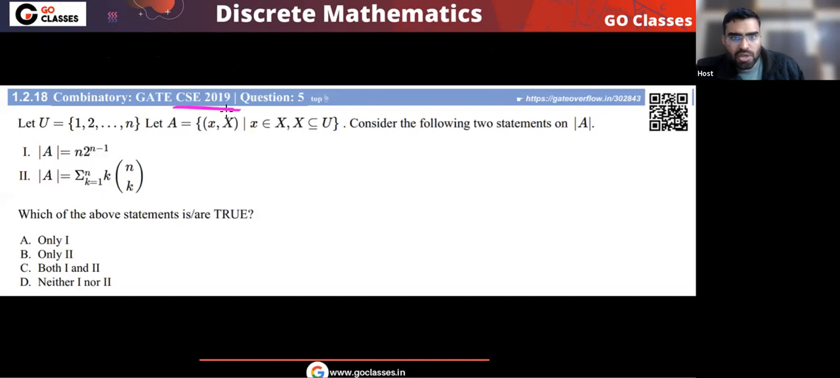Now let's see this GATE 2019 question. Just by looking at this question, can you see which story they are applying? Look at option number 2.